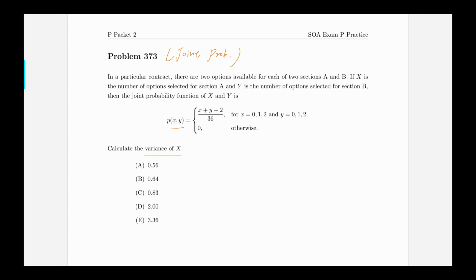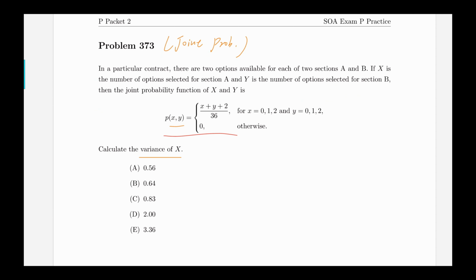So let's do a bunch of computations. We know that f of x, y equals x plus y plus 2 over 36 for 9 possibilities here. And for the others, they must be 0. So let's first compute for when x equals 0 and y equals 0. This is going to be 1/18th. When x is 1 and y is 0, this is going to be 3 over 36, which is 1/12.